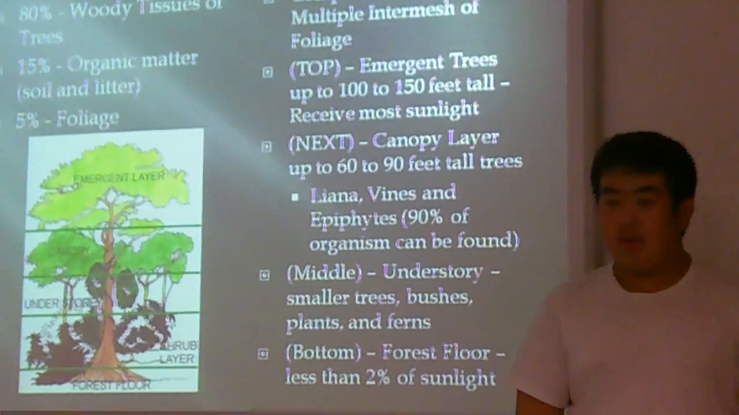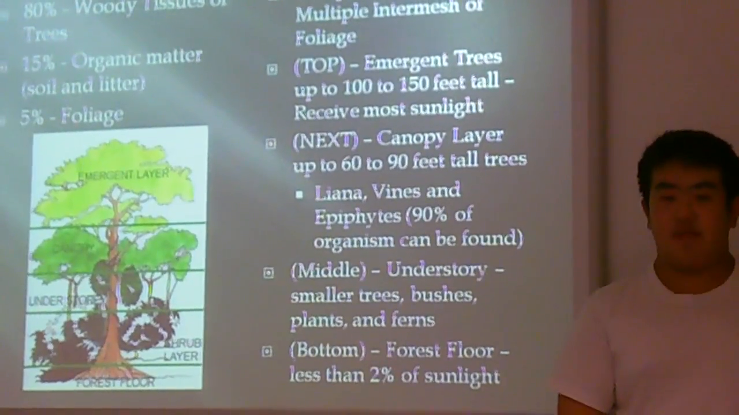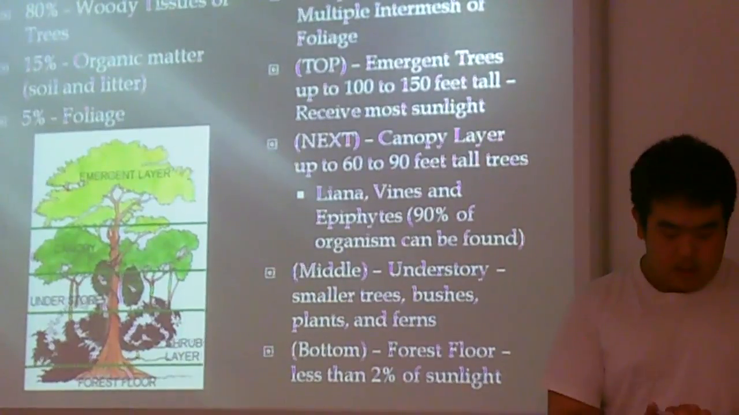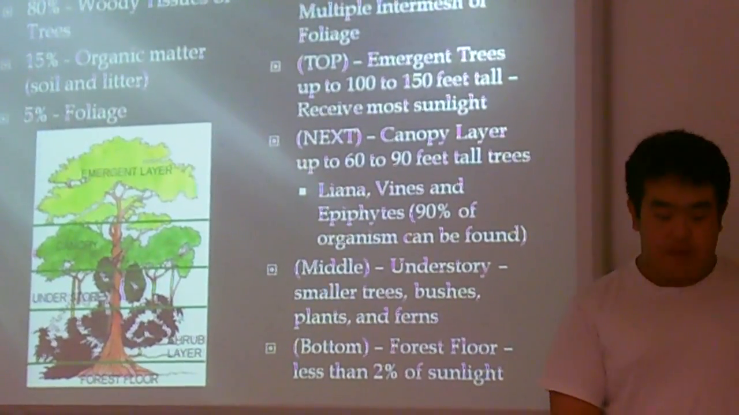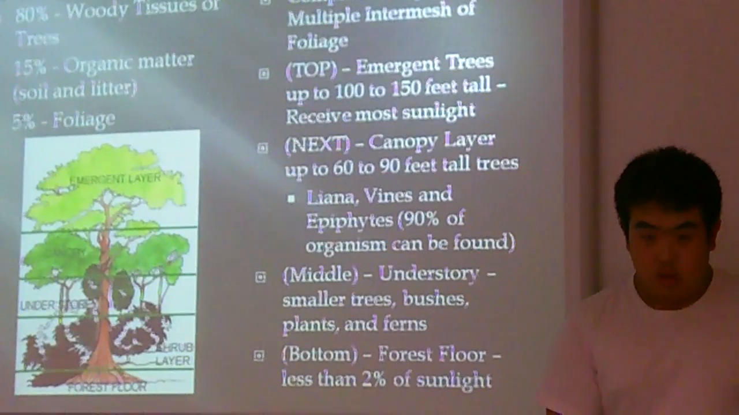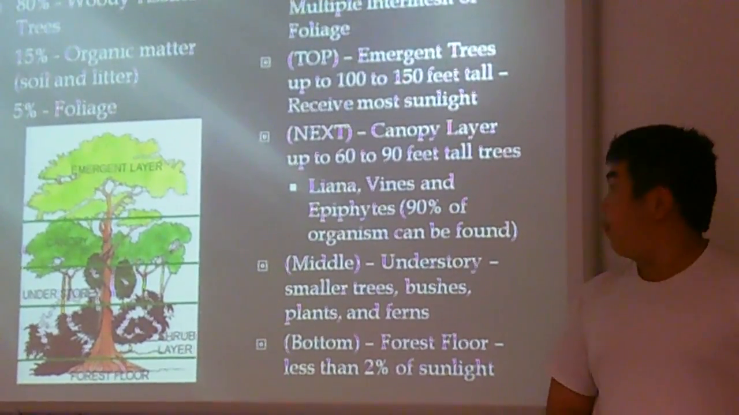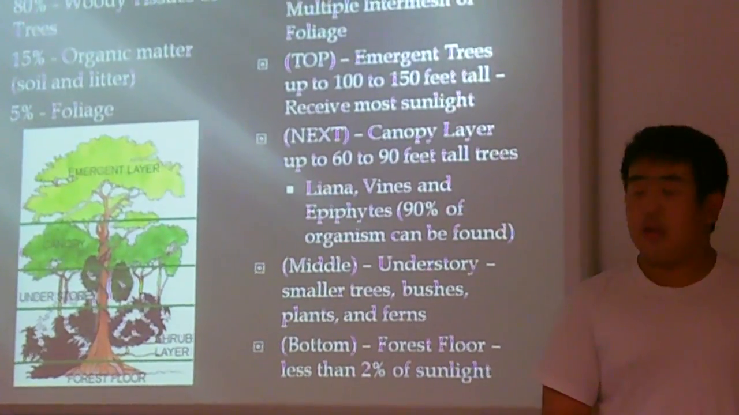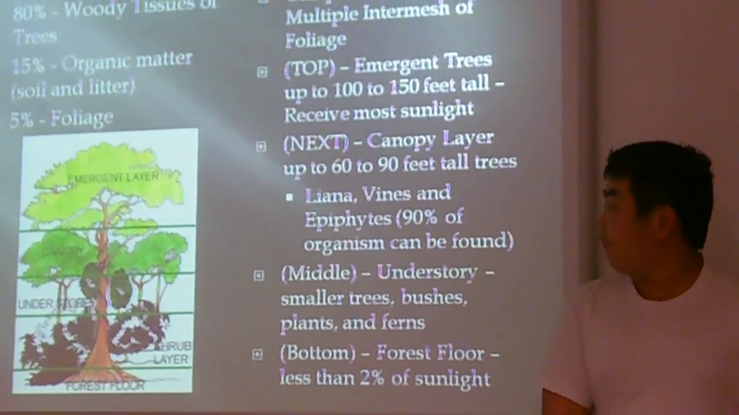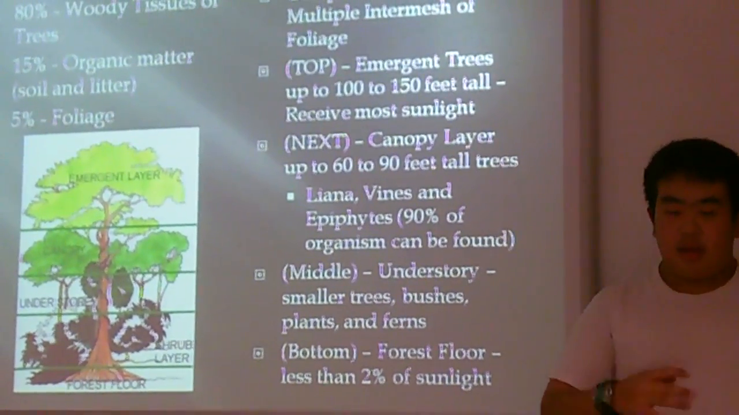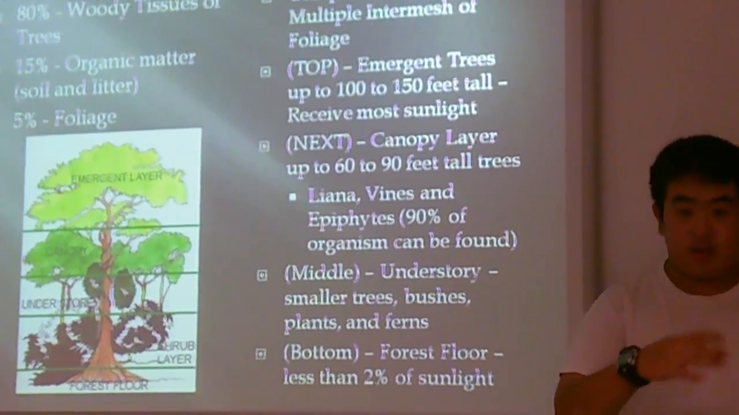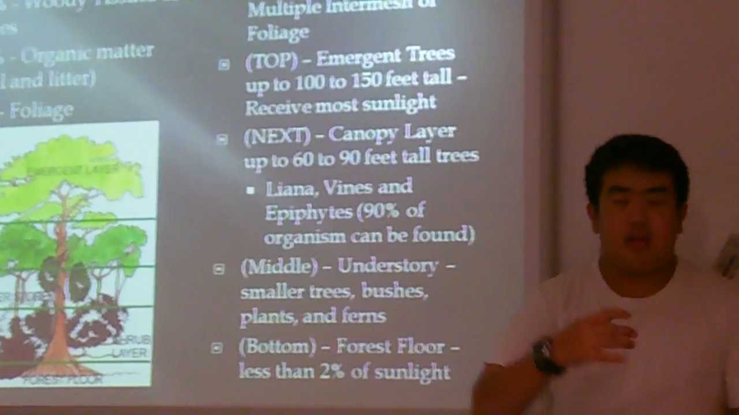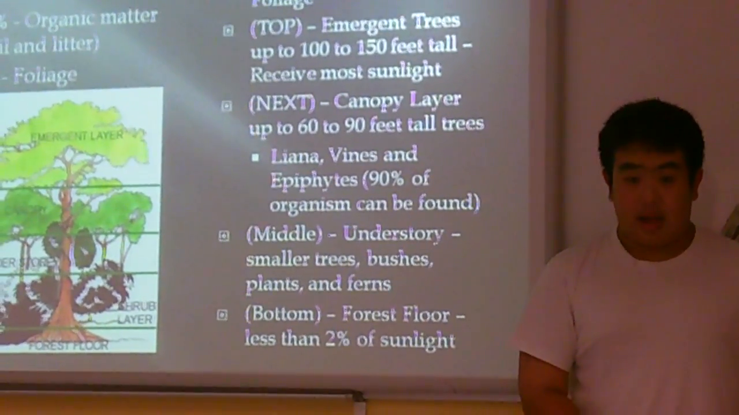And the Amazon rainforest consists of 80% of the woody trees, about 50% of the organic matter, and 5% of the foliage. And the rainforest has a complex canopy that has multiple intermesh of the foliage. And the layers are the emergent layer, that's the very top, and it takes in a lot of sunlight.